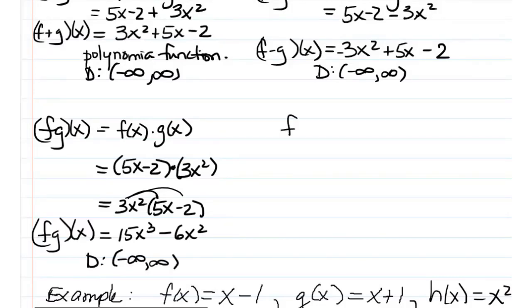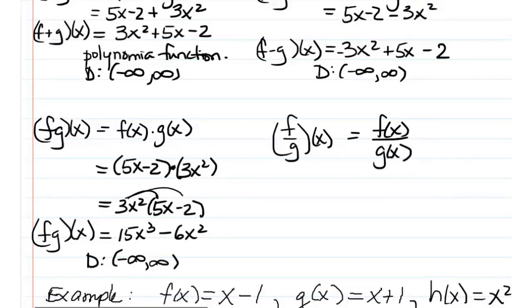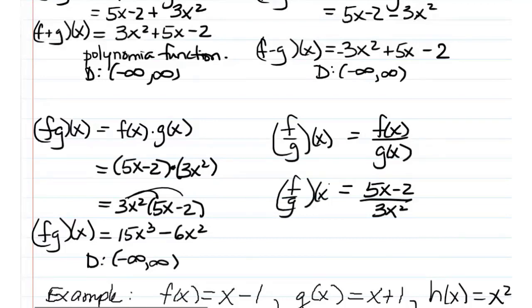All right, so let's find f over g of x, which is just telling you to divide f of x by g of x. This is the first time we're going to have a function that's not a polynomial function because it has a quotient. It's going to be a rational function. So we're going to divide 5x minus 2 by 3x squared. There's no reducing I can do here because there's no factors in common between the numerator and denominator. So that's it. That's f over g of x.